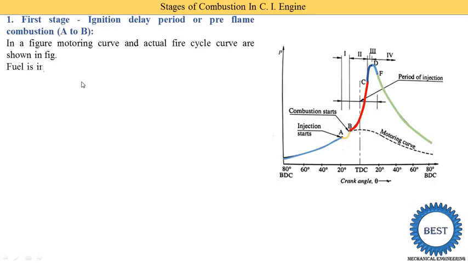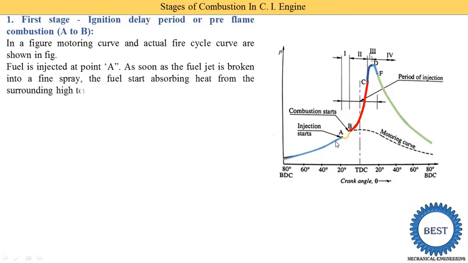Fuel is injected at point A. This blue line is for the compression process, and compression is completed at the top dead center, but we supply the fuel certain angles before TDC, which we already studied in valve timing diagrams. So fuel is injected at point A. As soon as the fuel jet is broken into a fine spray inside the diesel engine, we know that compressed air is available. The compressed air pressure is high, up to 14 or 15 bar, so we need to supply the diesel at a higher pressure than 15 bar.